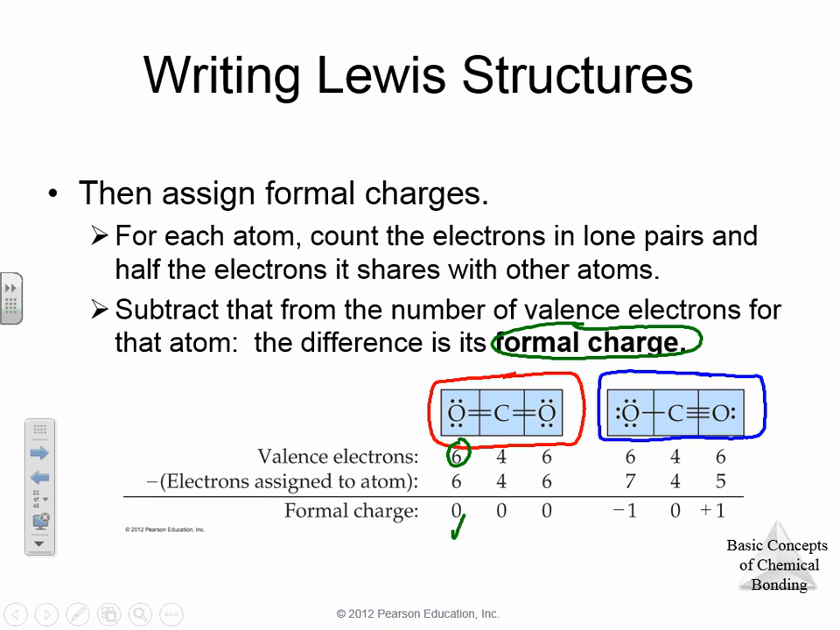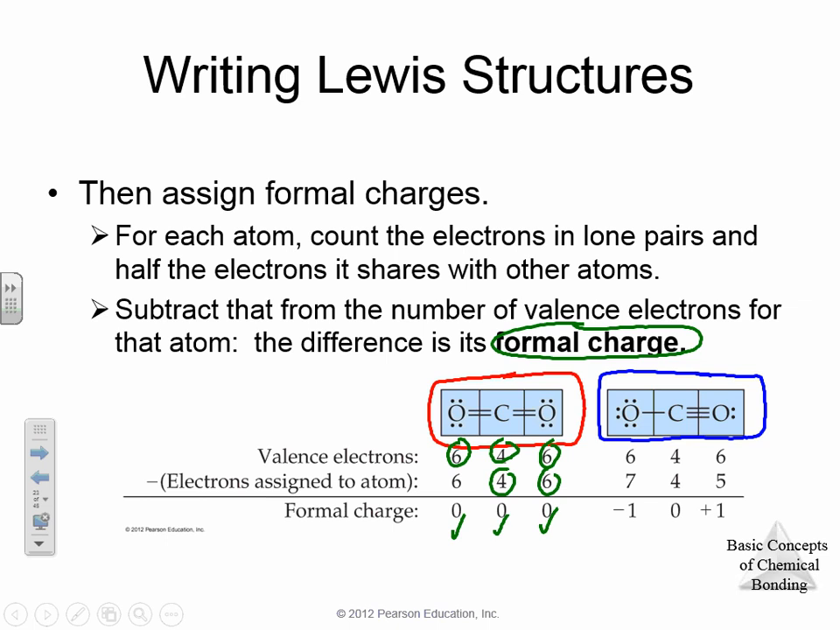In this example, carbon, how many valence electrons should it have? 4. How many do we have assigned to it? 4. 4 minus 4 is 0. Same thing with our last oxygen over here. Oxygen has 6 electrons. In this Lewis dot structure, we have 6 assigned to it. 6 minus 6 is 0.